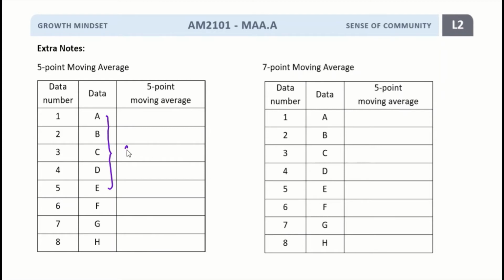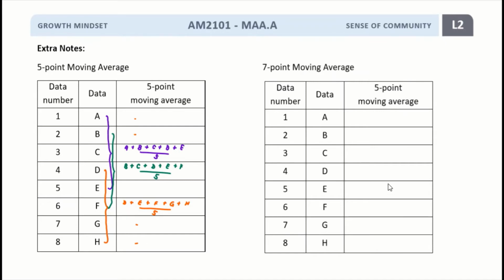You will write down the value of A plus B plus C plus D plus E, then divide by 5 over here. The same thing when you move on: it will be from B until F, and the center will be at D, correct? So you write down at D, adding up B plus C plus D plus E plus F, and then divide by 5. You will do the same thing until you get the last point, which is here: 1, 2, 3, 4, 5. So here it should be D plus E plus F plus G plus H and then divide by 5. And for the first two and the last two, it is not applicable.